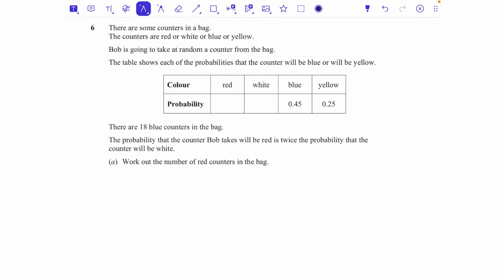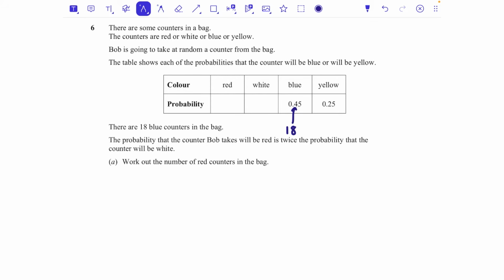Question number 6. There are some counters in a bag. The counters are red, white, blue or yellow. Bob is going to take at random a counter from the bag. The table shows each of the probabilities that the counter will be blue or will be yellow. There are 18 blue counters in the bag, so we know that this represents 18 counters.